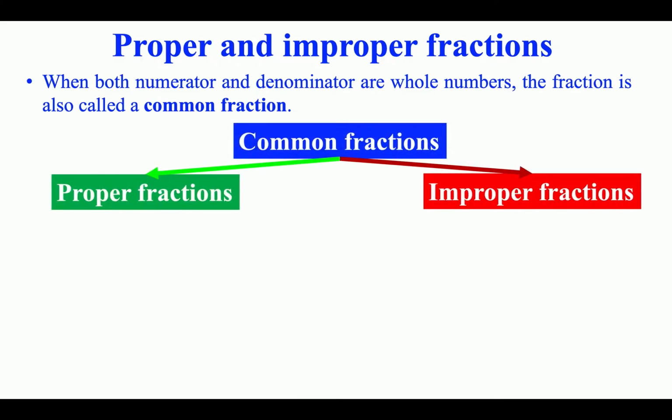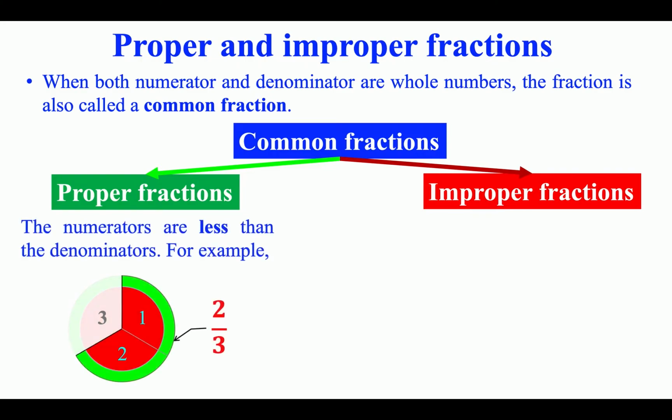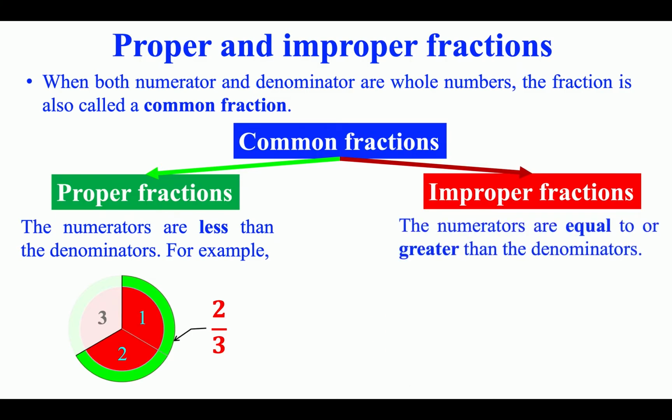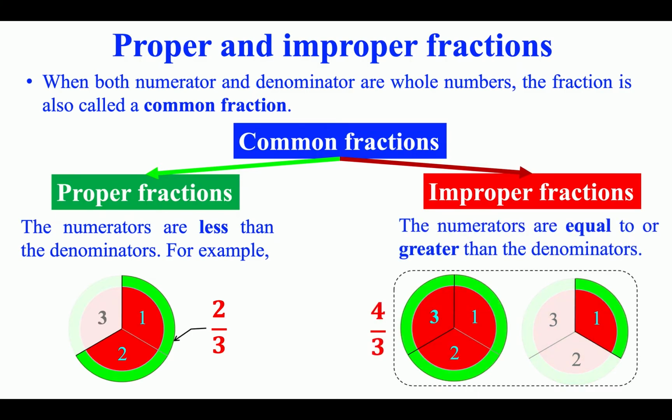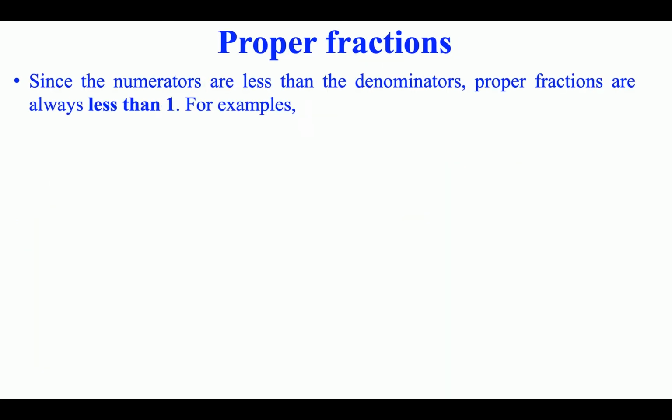Common fractions are classified as either proper or improper. A fraction is called proper if the numerator is less than the denominator. For example, 2/3. A fraction is called improper if the numerator is greater than or equal to the denominator. For example, 4/3.